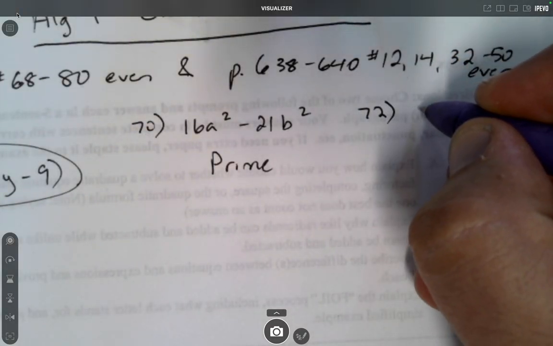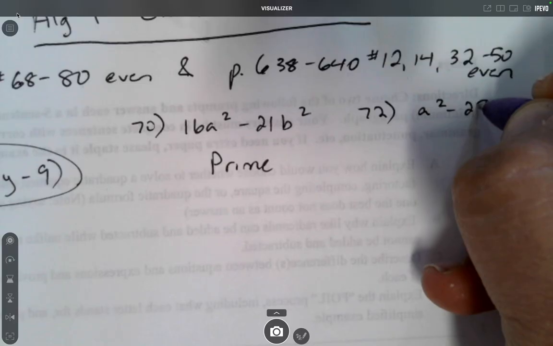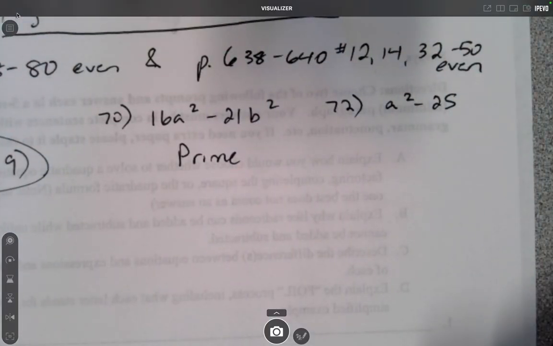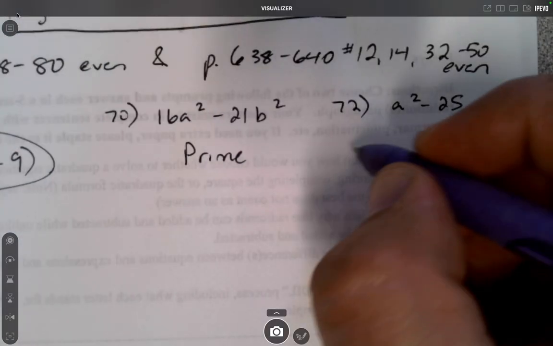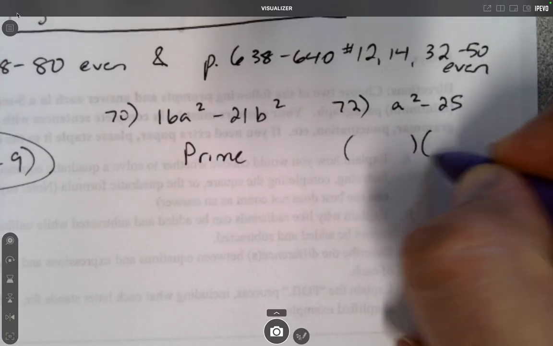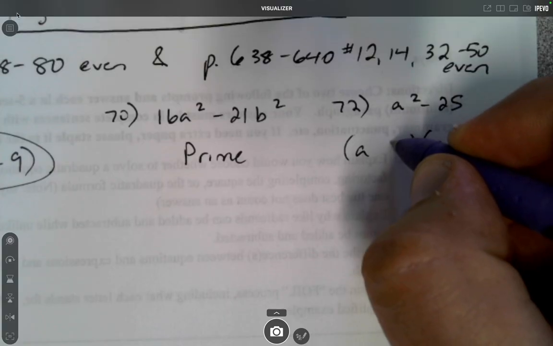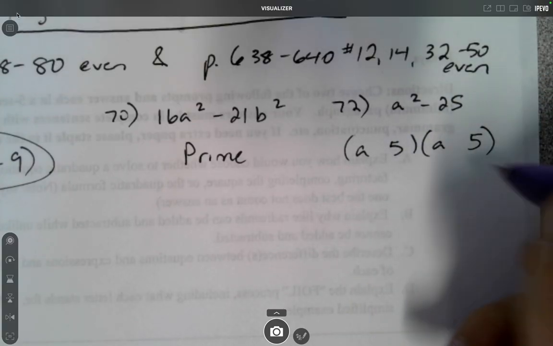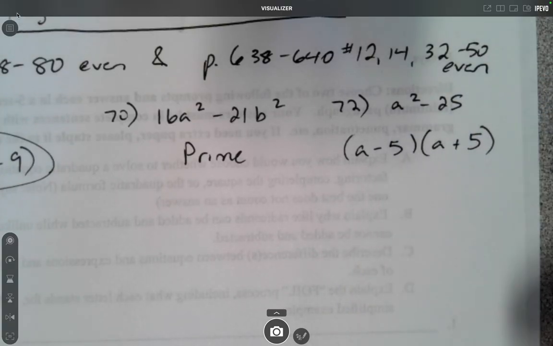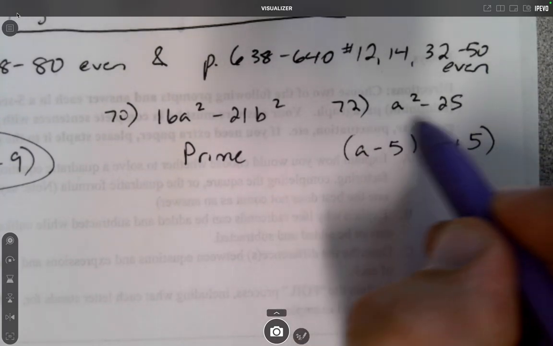72, we have a squared minus 25. Okay, this one, they are both perfect squares, so we do what we did on 68. Square root of a squared is a. Square root of 25 is 5. We do one of them as a positive and one of them as a negative. It doesn't matter which one comes first or second.